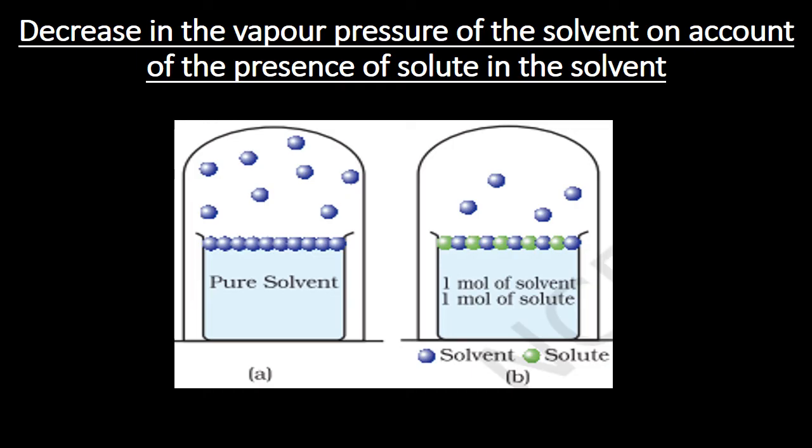This is a picture where you can see the decrease in the vapor pressure of the solvent on adding the solute to the solvent. In the first case, pure solvent is there, where there is maximum vaporization of solvent, but in the case of picture B, there will be presence of both solvent and solute, where the solute particles hinder the evaporation of solvent molecules. Hence, vapor pressure decreases on adding solute to the solvent.